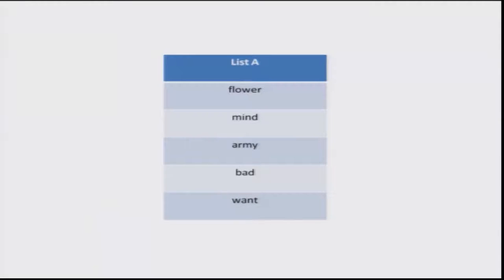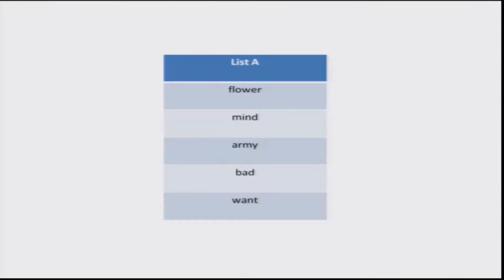Look at this lab session. Now I'll read out a list of few words. There will be two different lists, list A and list B. After I have read out this list, you will be told to recall list A. So please listen carefully. The words are flower, mind, army, bad, want.